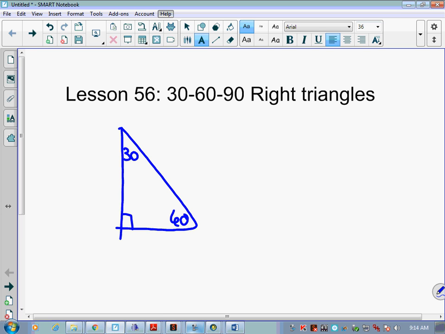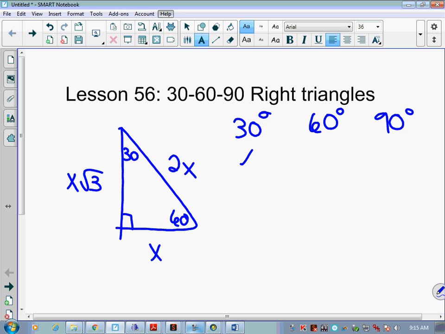Rather than going through a lot of the stuff that's in the book, just real simply, what is opposite of 30? That's my short side. We're just going to refer to that as x. Across from my 60 side is x radical 3, and across from my 90 side is 2x. So that's the information that you want to write down. That's the ratio that you want to know, in order, 30, 60, 90: x, x radical 3, 2x. You need to remember the differences between that and your 45, 45, 90.